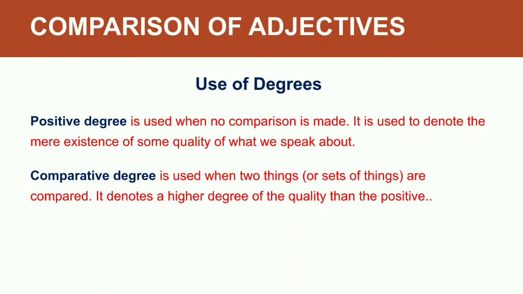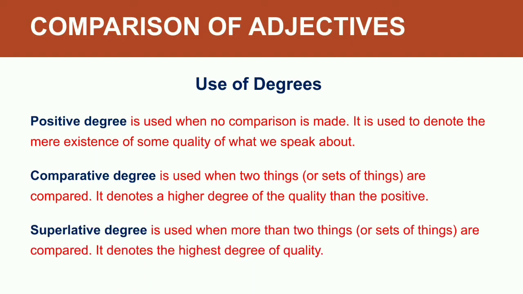Secondly, we have the comparative degree. The comparative degree is used when two things or sets of things are compared. It is a higher degree of the quality than the positive degree. So the comparative degree is used when two things or two nouns are compared with each other, and it shows a higher degree than the positive degree.